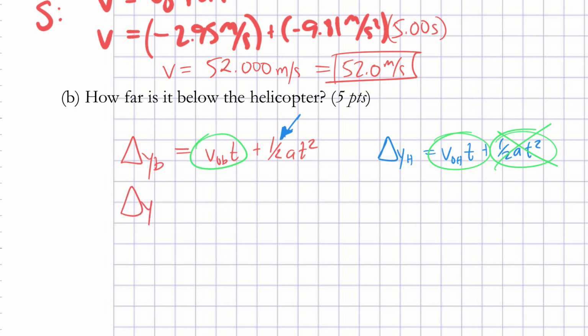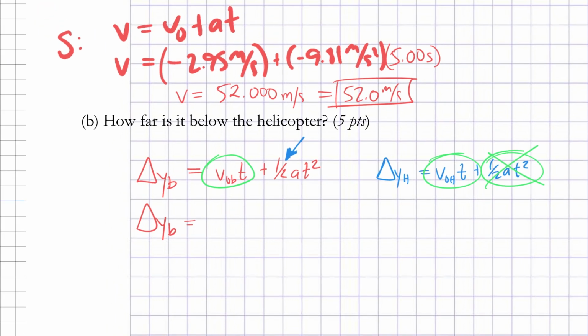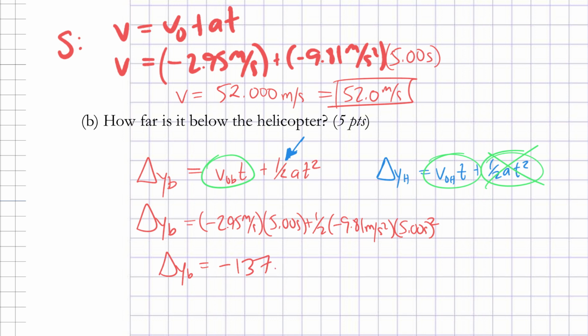Okay, so delta Y of the bag equals V naught, which is negative 2.95 meters per second, times the time, which is 5.00 seconds, plus 1/2 of negative 9.81 meters per second squared, times this time squared, which is 5.00 seconds squared. Okay, delta Y of the bag, this better be a negative number, right? Because it's going downwards. So it's pretty far down there. It's a negative 137.375, we'll say 137.38 meters. Okay, that's pretty far down there from where it was released.